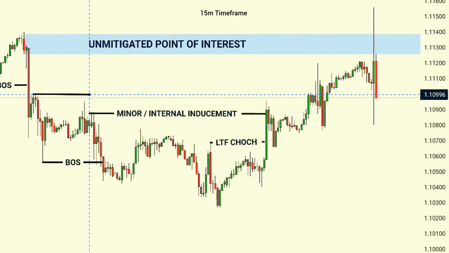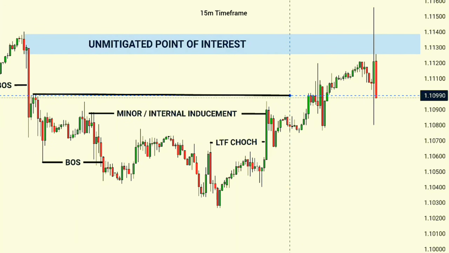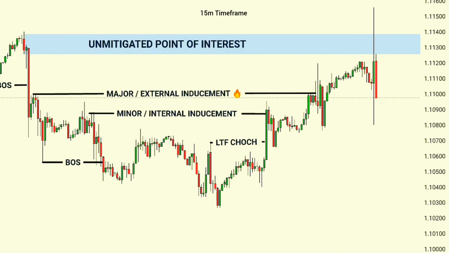Major or external inducement forms when price creates a clear and visible high before continuing in the main direction. On this chart, during the retracement, the market builds a strong swing high that attracts breakout traders. Many participants believe price will continue upward above that level, so they place buy orders and stop losses there. That area becomes a pool of liquidity. Larger players often push price toward that high to collect those orders.